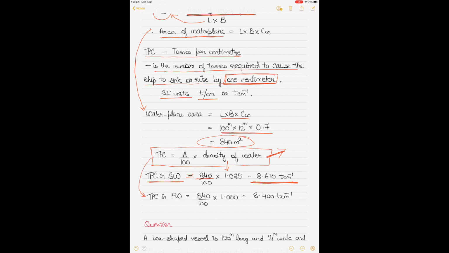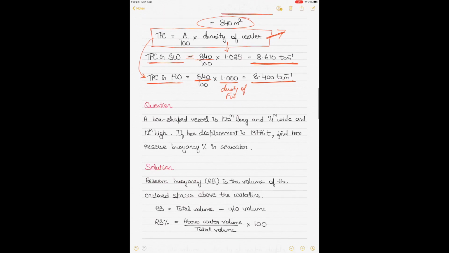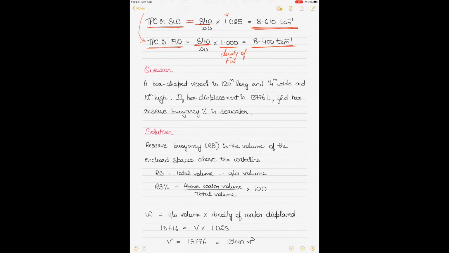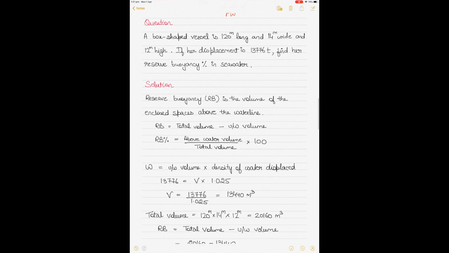And then use the formula again here to calculate your TPC in fresh water. It's the same thing, 840 by 100, area by 100 multiplied, only the density will change, because the density of fresh water is 1. And this is the amount of tons, 8.4, which is required to sink or rise your ship by 1 centimeter. Then we go into the next question, which also has some different concepts.